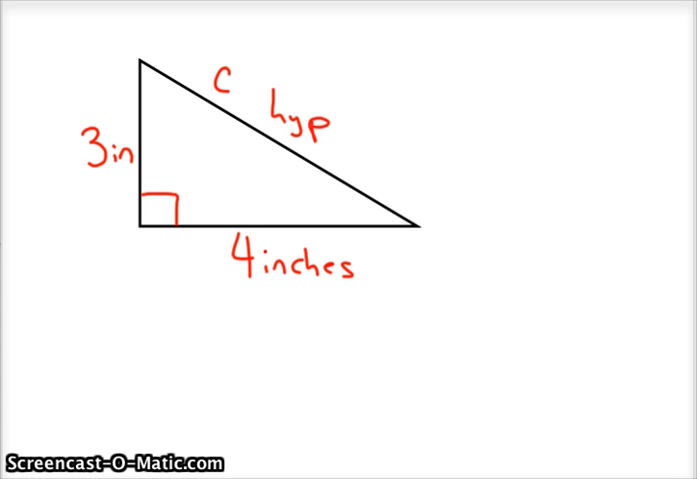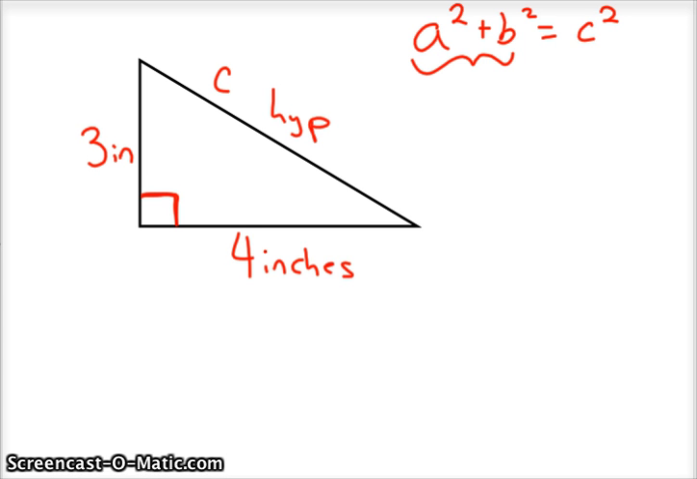Using the Pythagorean theorem, A squared plus B squared equals C squared. A and B are our legs. See if you can determine which ones are the legs and which one is the hypotenuse in this case. Well, we already labeled the hypotenuse, so the legs have to be 3 and 4. They're always the ones by the 90-degree angle. That'll be the trickiest part for you, figuring out which is which.